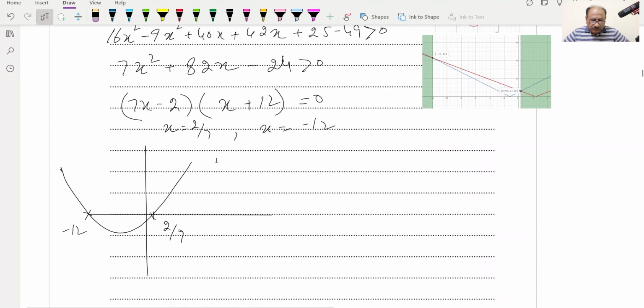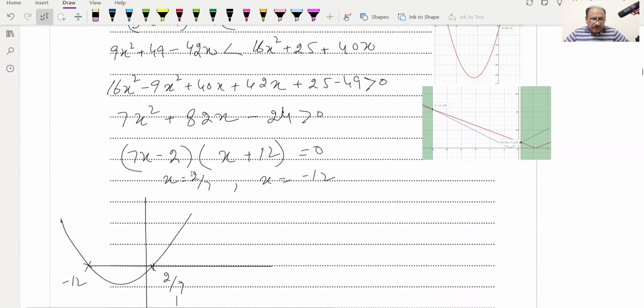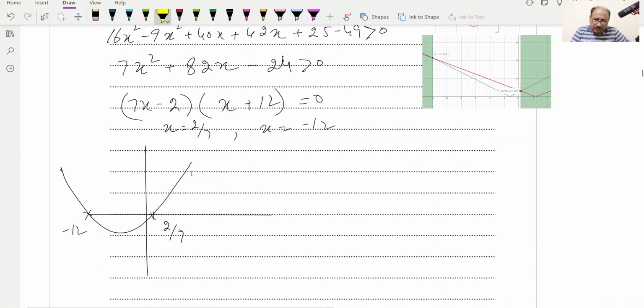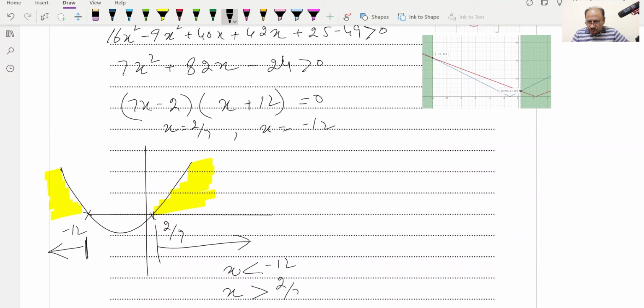So our values will be greater than 0. So greater than 0 values will be on this side and on this side. So this will be the shaded part, and we can write the inequalities. That will be x less than minus 12, and x is greater than 2 by 7, so the higher values. So this will be our final answer.